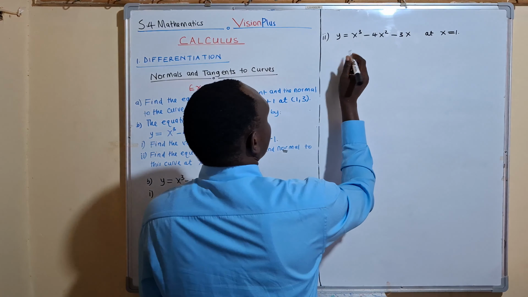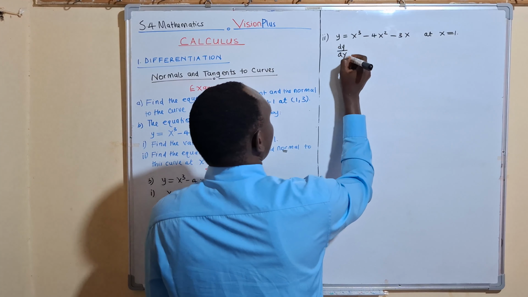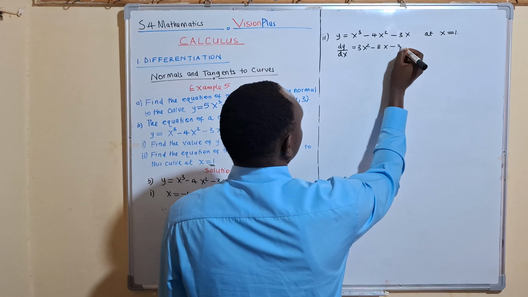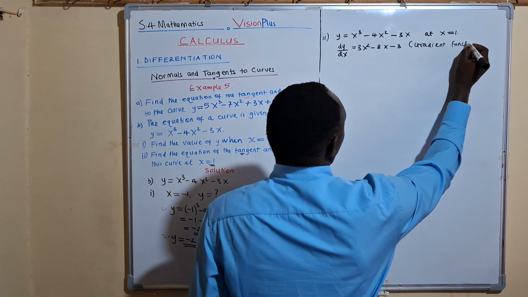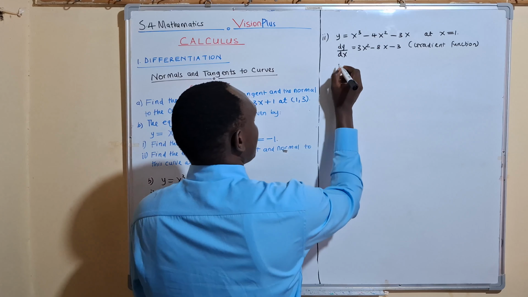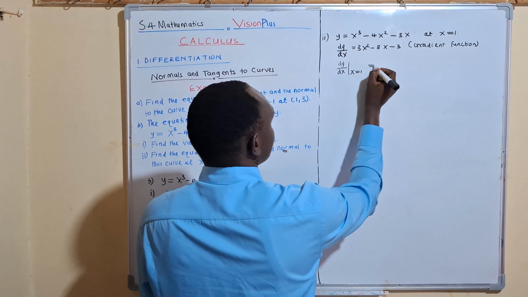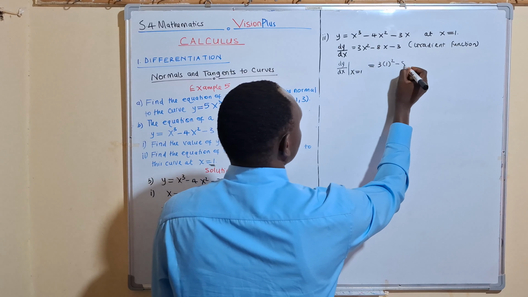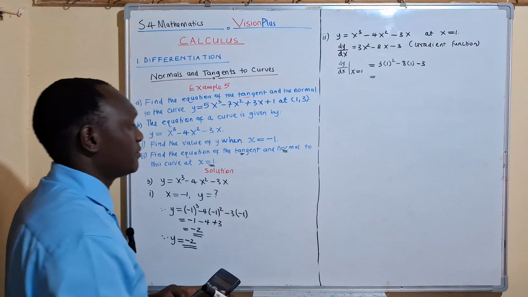So for us to find the gradient of the curve, we differentiate the curve to get the gradient function. So dy/dx becomes 3x squared minus 8x minus 3. This is the gradient function of the curve. After getting the gradient function, now we need the gradient of the curve. Therefore, the gradient of the curve at the point when x is 1 becomes, we substitute for x as 1. We shall have 3 times 1 squared minus 8 times 1 minus 3. Then we press the calculator. It becomes negative 8.